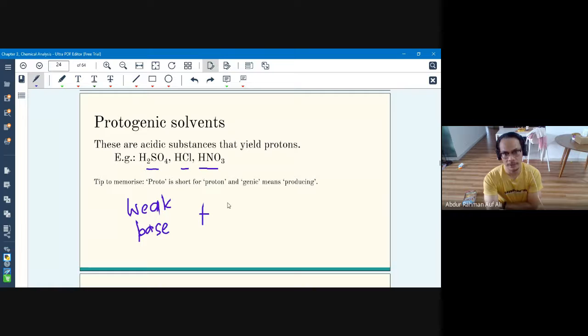So kalau kamu nak titrate dengan a strong acid, the solvent that we use is also acid. So dia tidak akan bertindak balas dengan acid. So strong acid akan bertindak balas dengan base. Okay, so that's why kita boleh guna protogenic solvents macam sulfuric acid, hydrochloric acid ataupun nitric acid kalau kita nak titrate with base. Kalau kamu nak titrate with acid, jangan guna protogenic solvent.